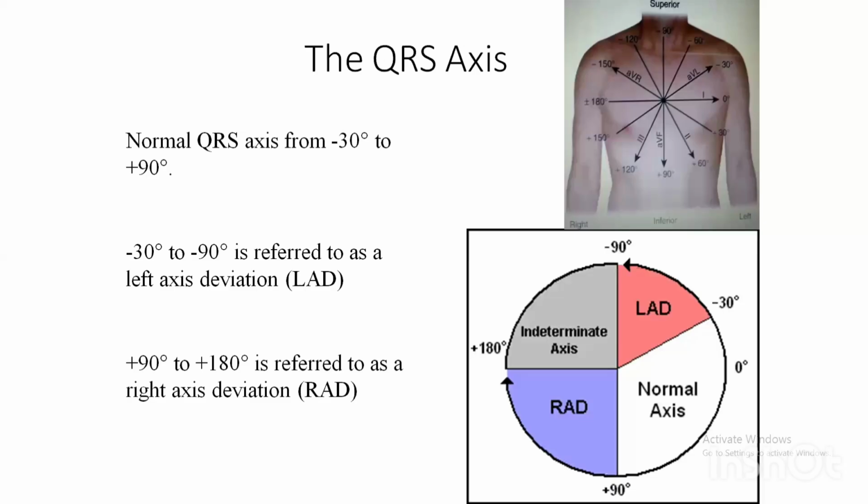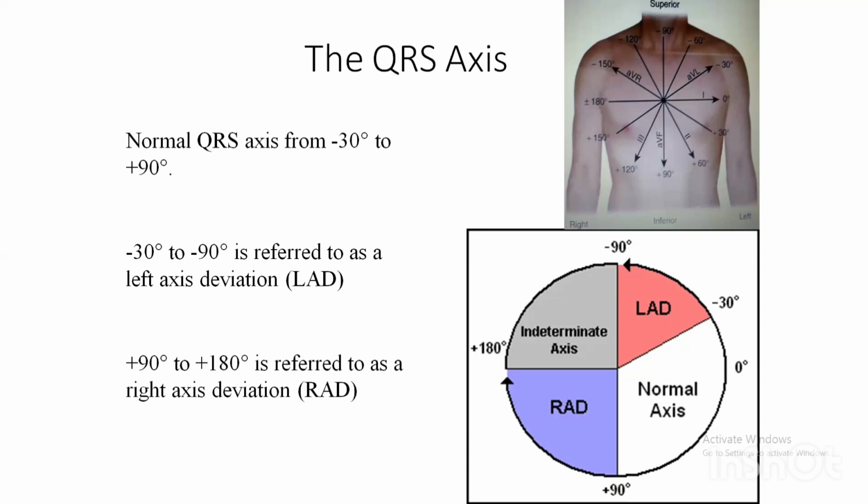If the axis looks beyond minus 30 towards the left side, to minus 90, it is left axis deviation, and right axis deviation is from plus 90 to plus 180 degrees.